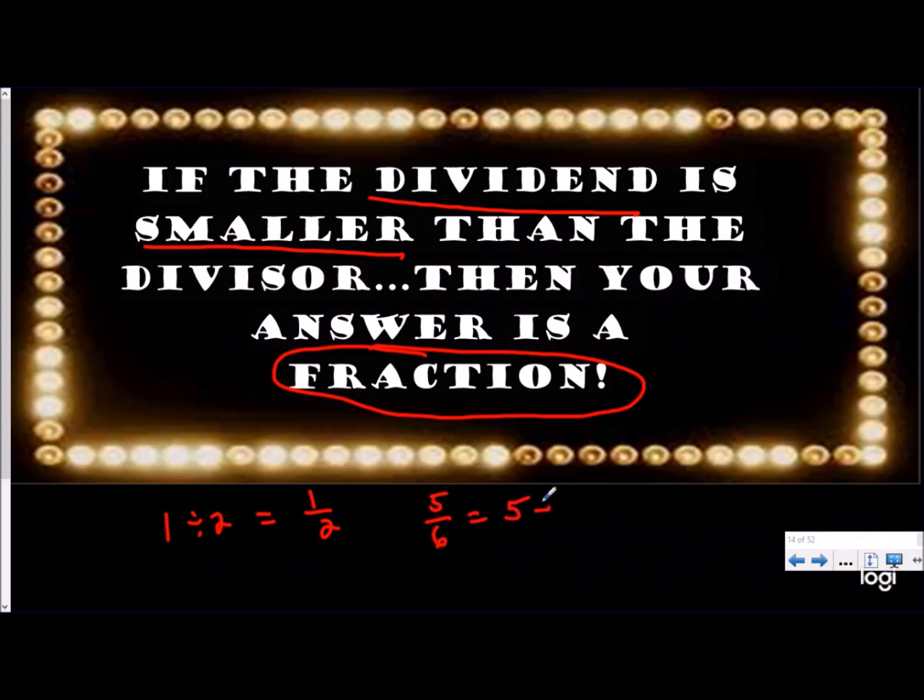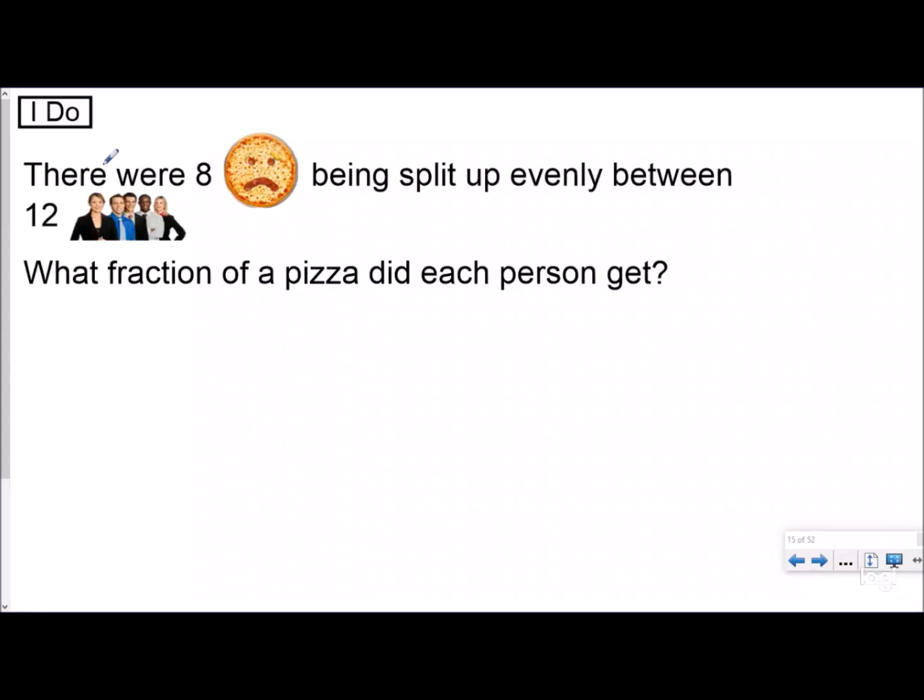So 5/6 is the same thing as saying 5 divided by 6. So if you're doing a fraction, or if you're doing a division problem and what's being split up, the dividend, is a smaller number than the divisor, then the answer is actually going to just be a fraction. So let's look at this word problem, add some pictures there. There are 8 pizzas being split up evenly between 12 people. What fraction of a pizza did each person get?